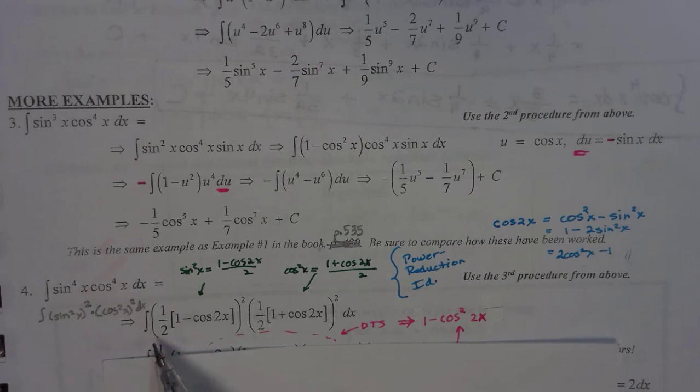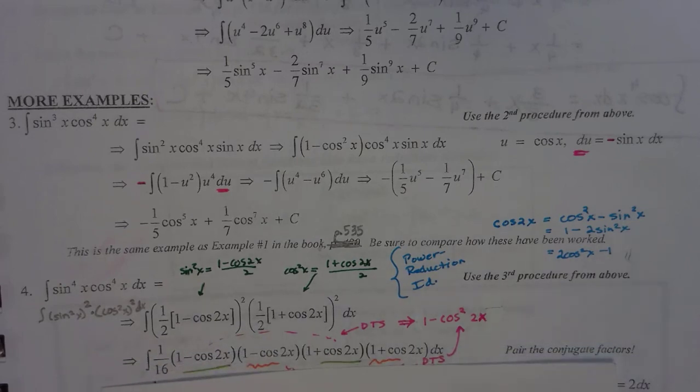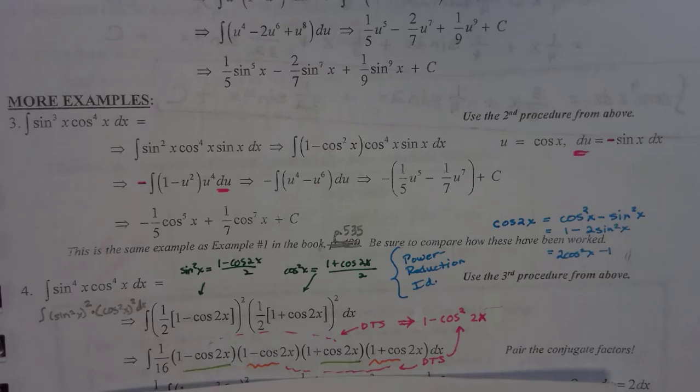I'm going to square this, which makes that 1/4 and 1/4, which is going to give me 1/16 eventually. I'm going to square these two binomials, but I'm going to do something kind of interesting. Instead of squaring the binomials, which we could do, I could think about this as 1 minus cosine 2x times 1 minus cosine 2x, and this is 1 plus cosine 2x, and this is 1 plus cosine 2x. What do you see hiding here? What if I take that 1 minus cosine 2x and 1 plus cosine 2x? I get a difference of two squares. And what if I do it again?